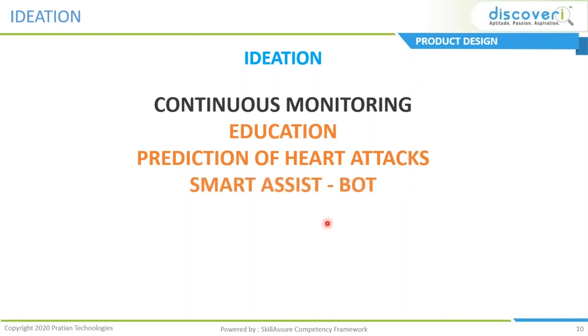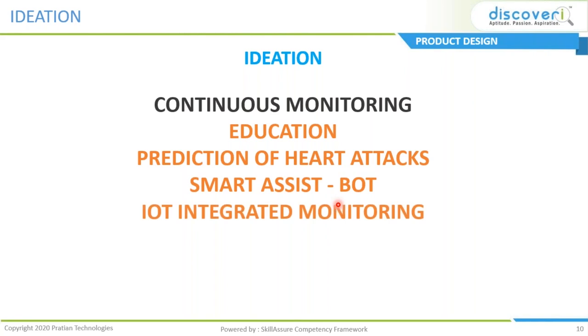We can also have a smart assist or a bot. You can consider a smart assist like the Google Assistant. We can have our own smart assistant which can help connect patients from remote locations to doctors across the world, so that there is better communication between the patients and the doctors, right? And they can even share the reports, and all the diagnosis might be done virtually. So that is the smart assist or the bot which we can have.